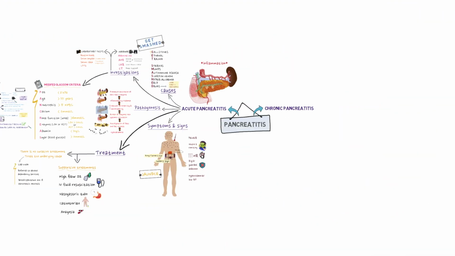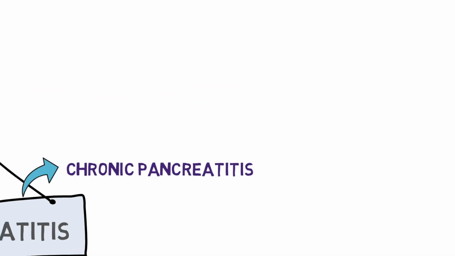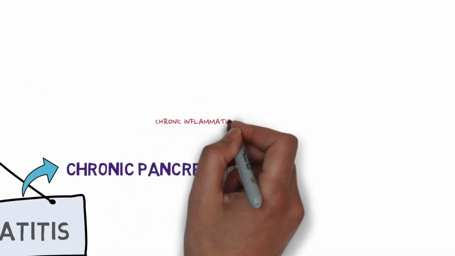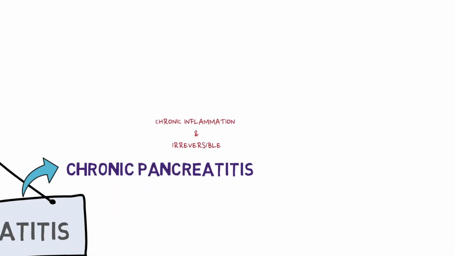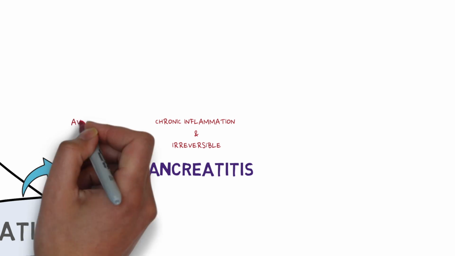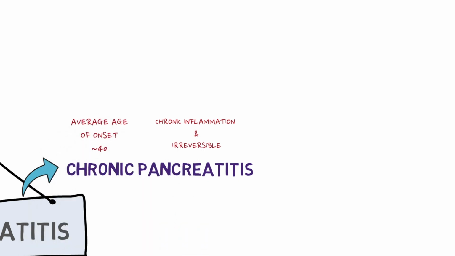Now moving on to chronic pancreatitis. It is a chronic inflammatory disease of the pancreas that leads to irreversible damage to the gland and reduced function. The average age of onset is around 40 years old.